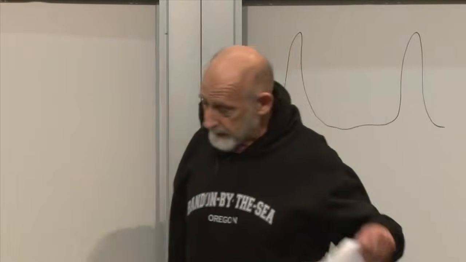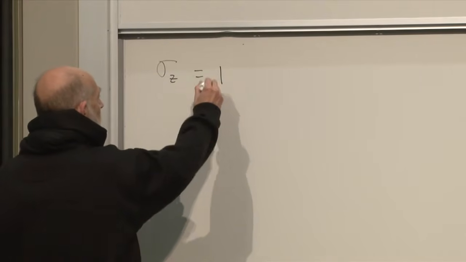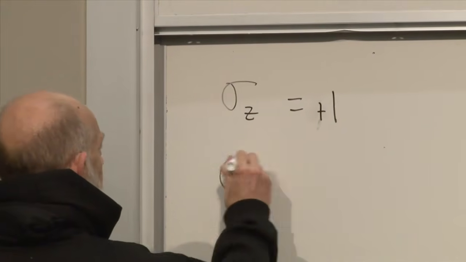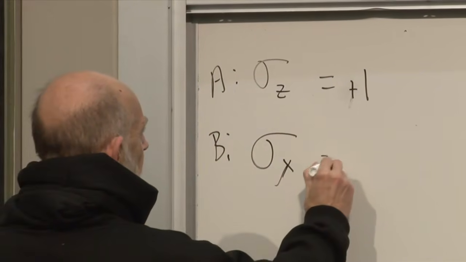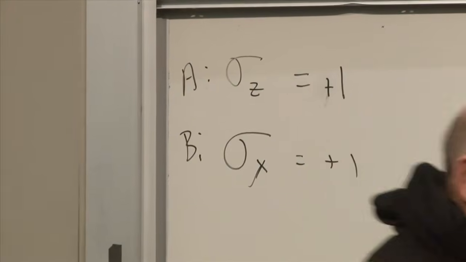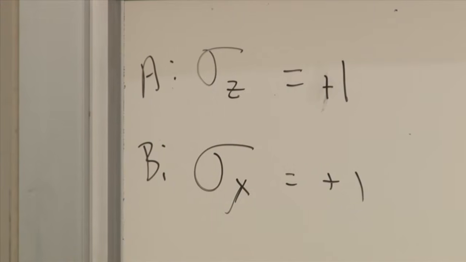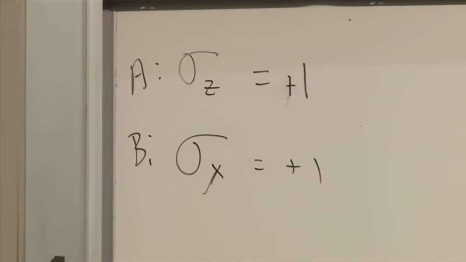Okay, so let's take the two propositions, A and B, to be: sigma z is equal to plus 1, this is A, and sigma x is equal to plus 1, and this is B. They're both propositions. We would know how to check either one of them. If we wanted to check A, we would turn our apparatus vertically upward and measure the spin, and we would check it. It's either true or false. If we wanted to find out if B was true or false, we would turn the apparatus on its side.